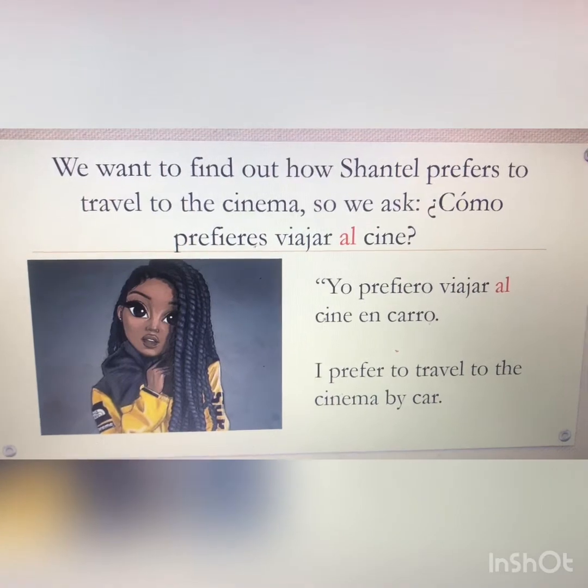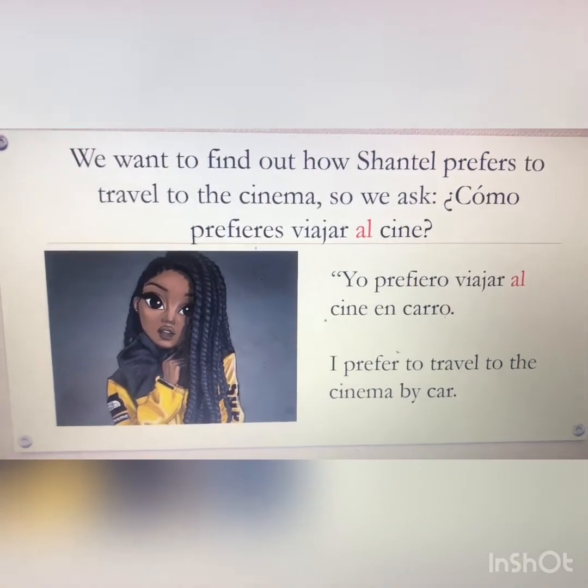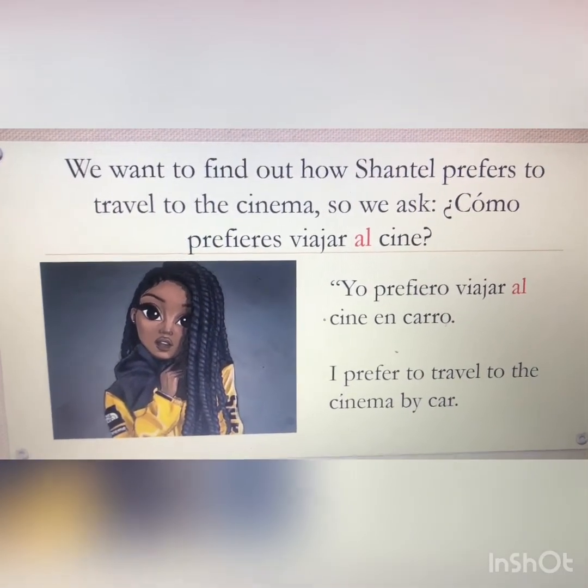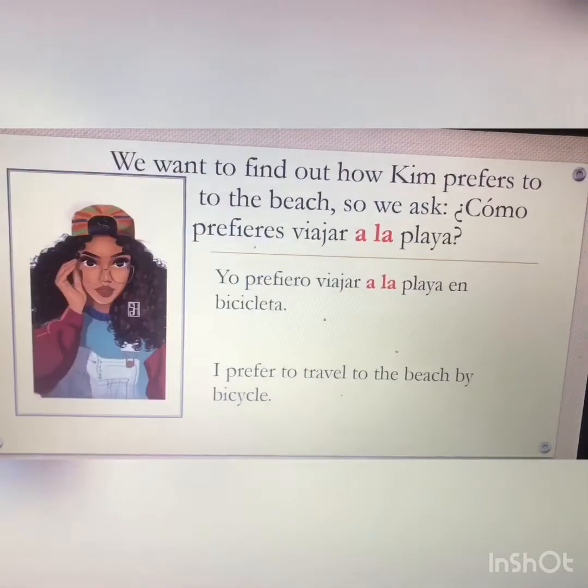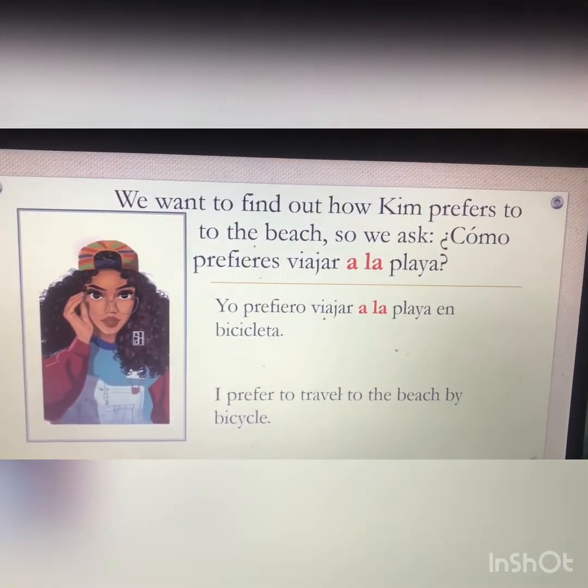cinema by car. Notice we have al cine because cine is masculine, and the A plus the L gives us al. So that was our friend Chantel.